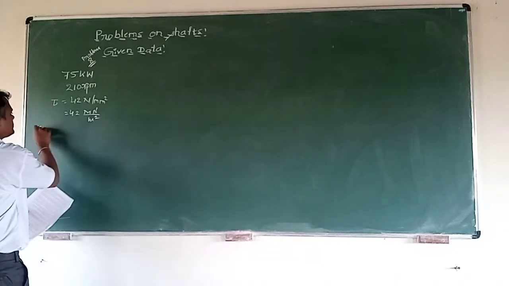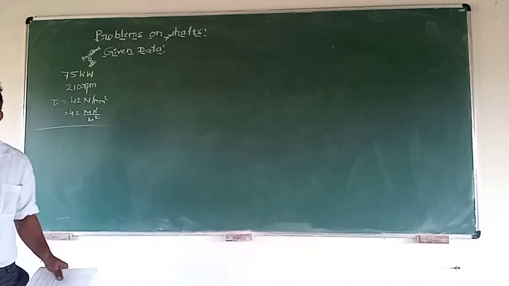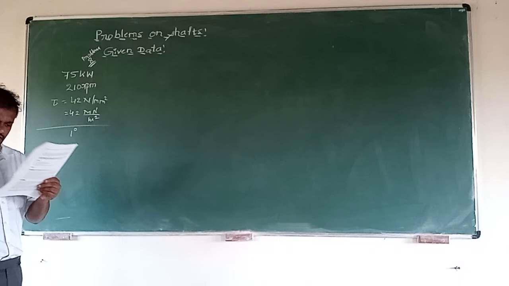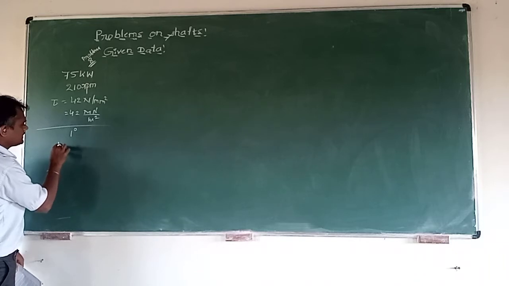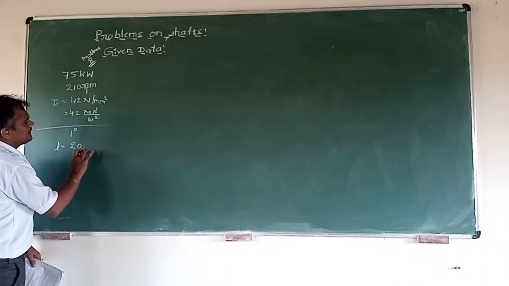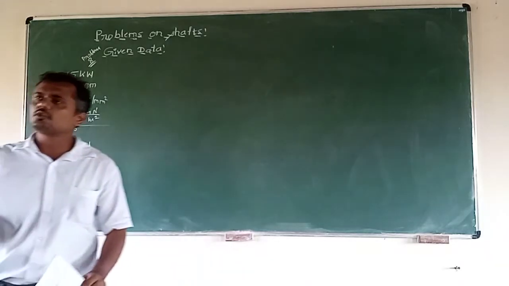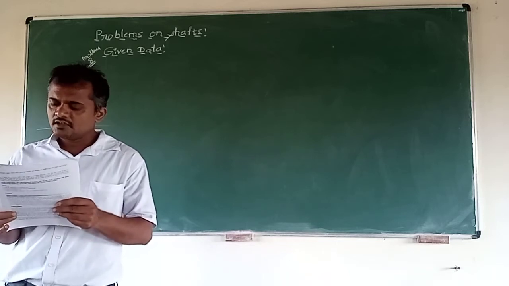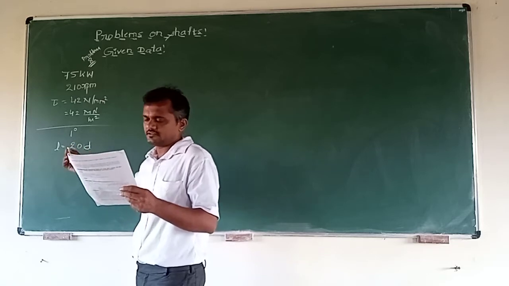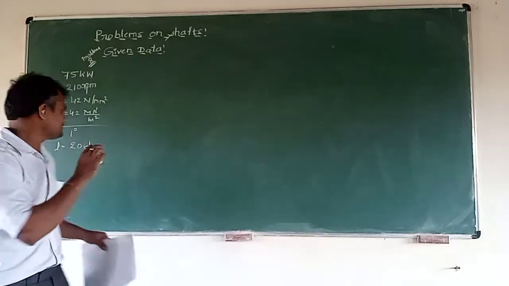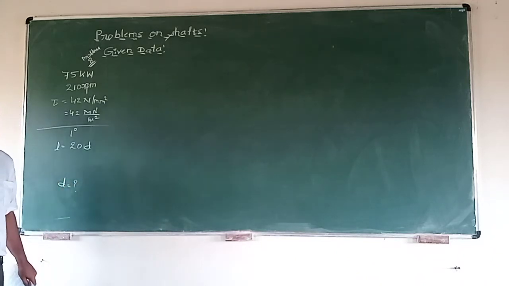So this is one factor considering the strength, and one more he has given: the angle of twist is not to exceed 1 degree. So 1 degree is the angle of twist for a length of 20 diameters. Suppose the diameter is 20, then a length of 20 times means the length would be 400 mm. So length is given in terms of diameters, 20 times the diameter. And we have to calculate the suitable diameter, ultimately the diameter.